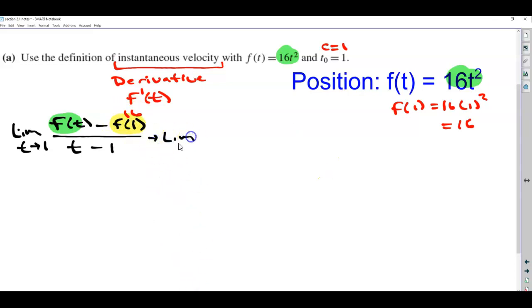And now let's evaluate. I almost wrote x again, but we got to remember t is the variable. So what is f of t? Well, that's the function that was given, 16t squared, minus what is f of 1? That's 16. And then that's still divided by t minus 1. I like to put that in parentheses because most likely you can see I can't just plug 1 in. I'll get 0 in the bottom. So we're going to have to do some type of algebra.